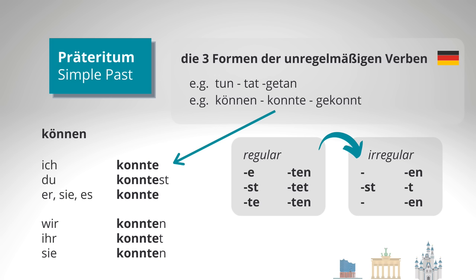So we conjugate it like this. Ich konnte, du konntest, sie es konnte, wir konnten, ihr konntet, and sie konnten. Not that difficult, isn't it?